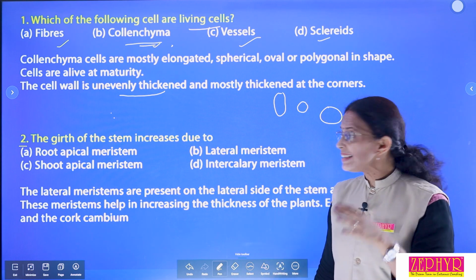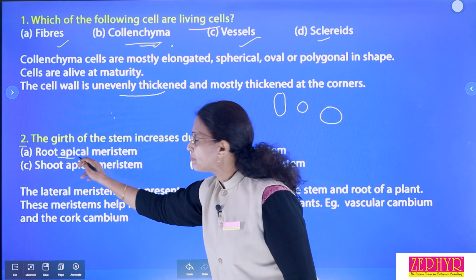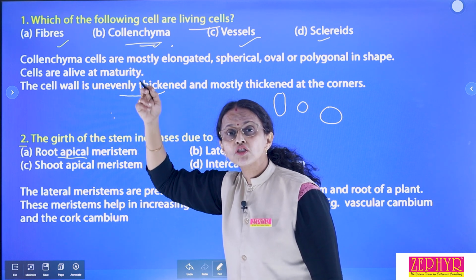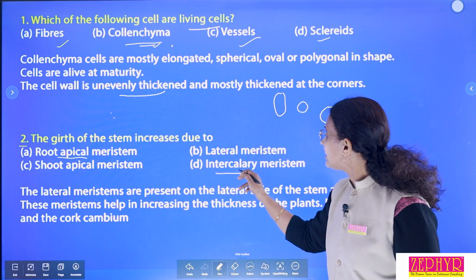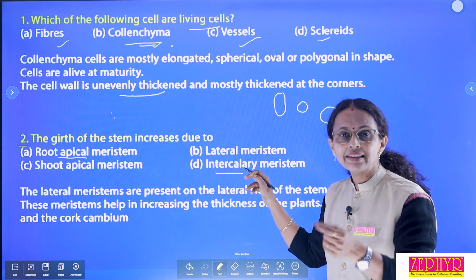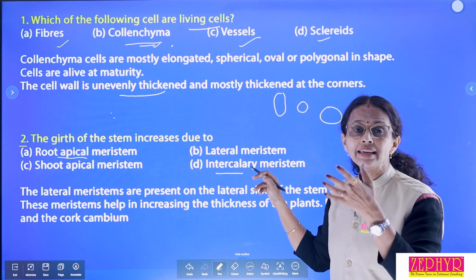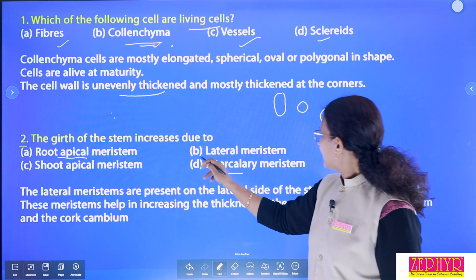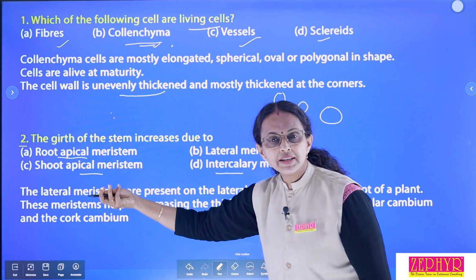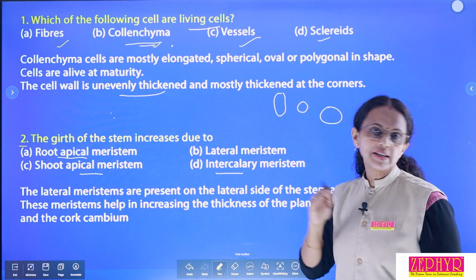Okay. Root apical meristem is present at the apex of root. Their function is to increase the length of the root. Then second, intercalary meristem. What is the meaning? Intercalated, in between. In between the permanent tissues, which helps for internodal elongation. Then shoot apical meristem. Shoot means stem. Stem apical meristem is also an apical meristem which helps to increase the length of the stem.